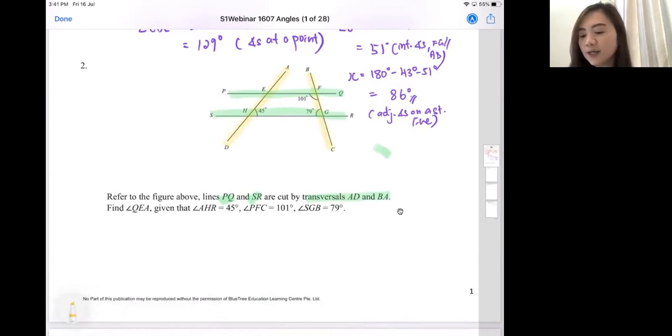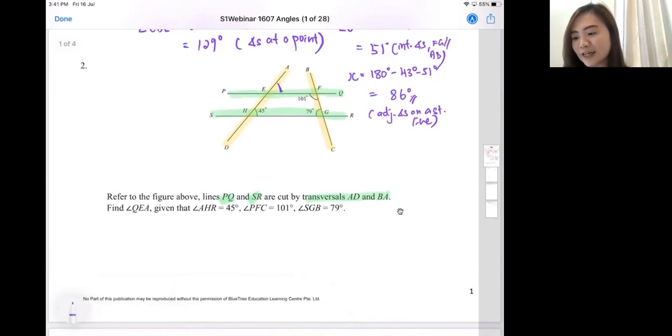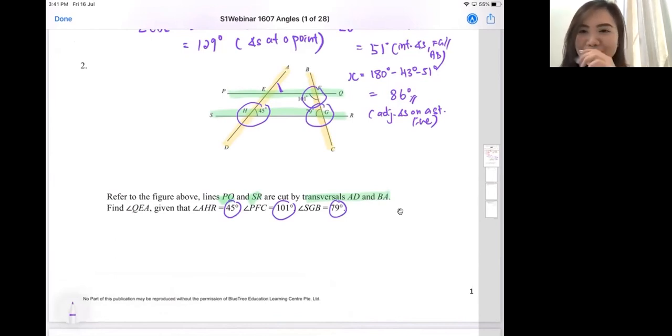These two, cut by these two lines. Find QEA. To find QEA, this angle here, the other three angles have been labeled for you already in the diagram. So we have to find QEA, but I know a lot of students will just say, oh, QEA is 45, so easy, then they just write down 45, finish. This is a common mistake.